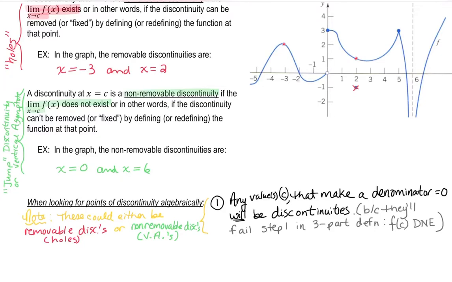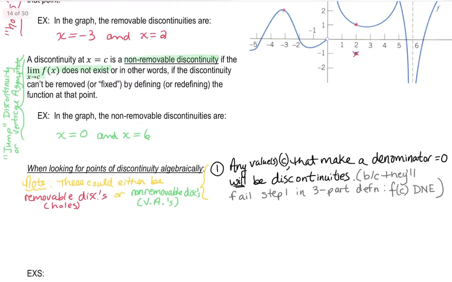So we know that they're going to fail step 1 of the 3-part definition because f of these values won't exist. But that could either mean a little hole in the graph, which could be removable, or it could mean that it's non-removable because it could be a vertical asymptote, meaning the limit still may or may not exist. So we would have to investigate that further if we were asked more specifically which type we had. All right, so this is what we do when we're looking for points of discontinuity algebraically.